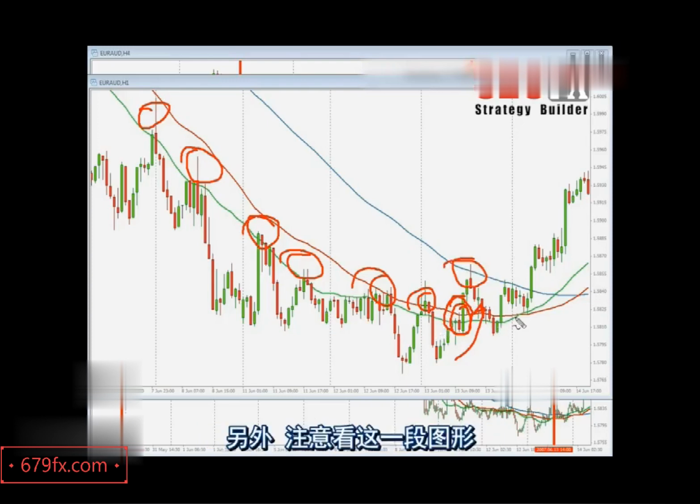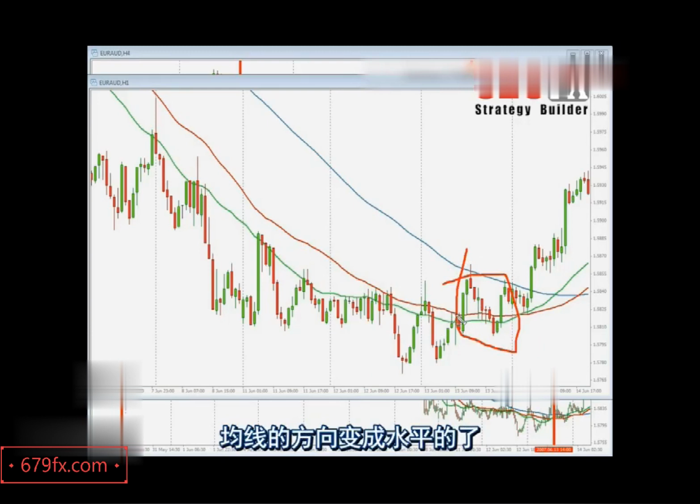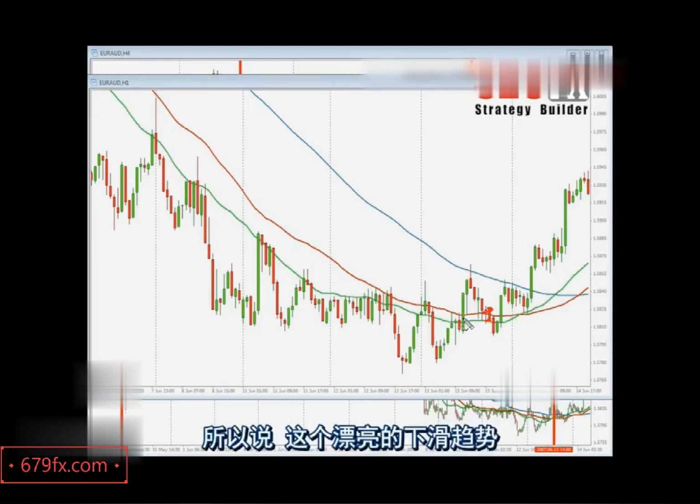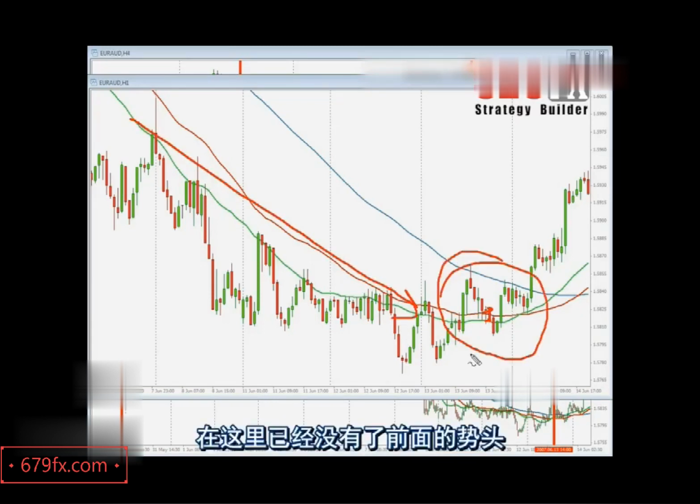Okay. Moreover, at this precise junction of the chart, have a look at what happens to the moving averages. They are flattening out. Actually, they are not pointing down anymore. They are pointing sideways. It was an early indication that something is wrong here. This trend, this beautiful downtrend, is losing momentum at this junction of the chart.